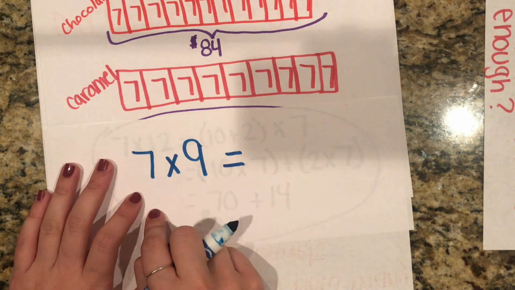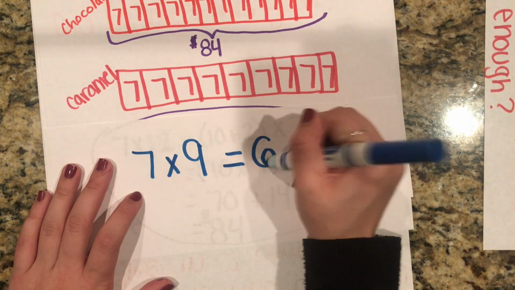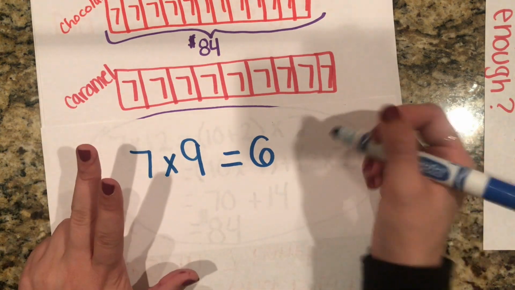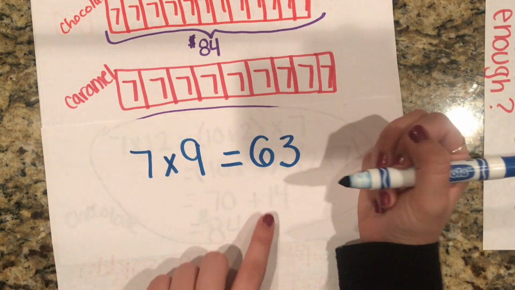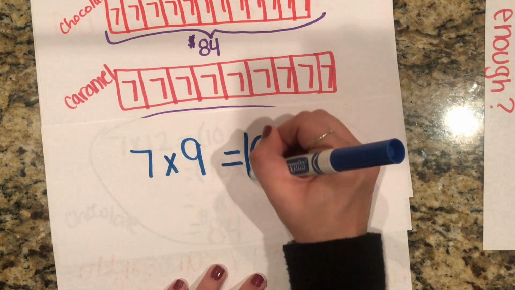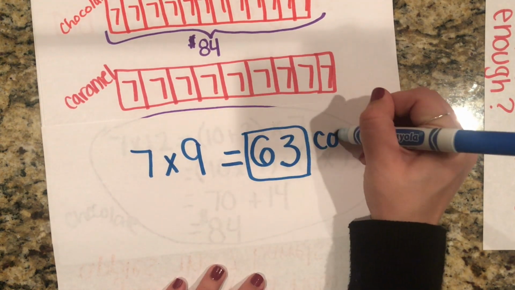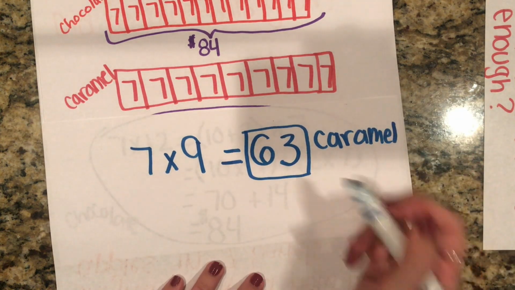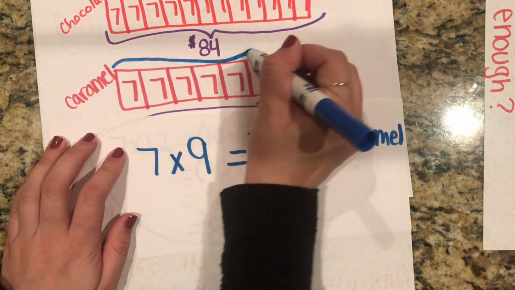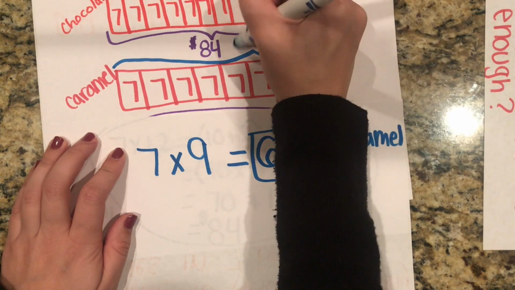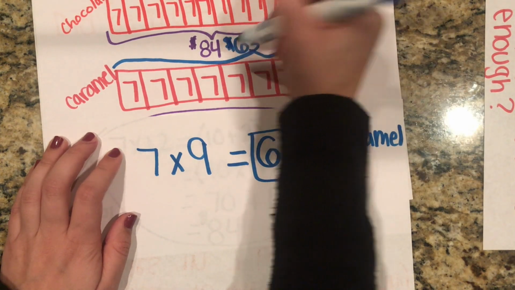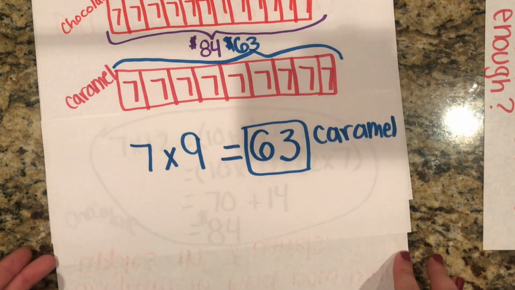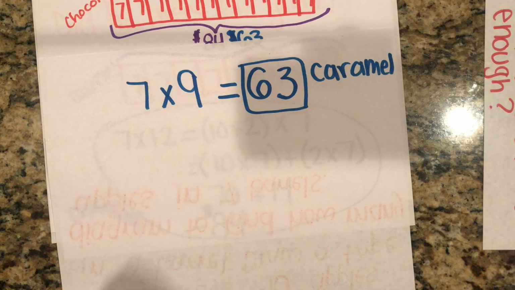So 1 less than 7 is 6. And 6, 7, 8, 9. I need 3 more to get to 9. So I know that caramel is $63. Now I'm not finished yet, because although I know that caramel is $63 and chocolate is $84, I don't know what that equals together. So I don't know if he met his goal of 100 or not. So I'm going to have to add those together.